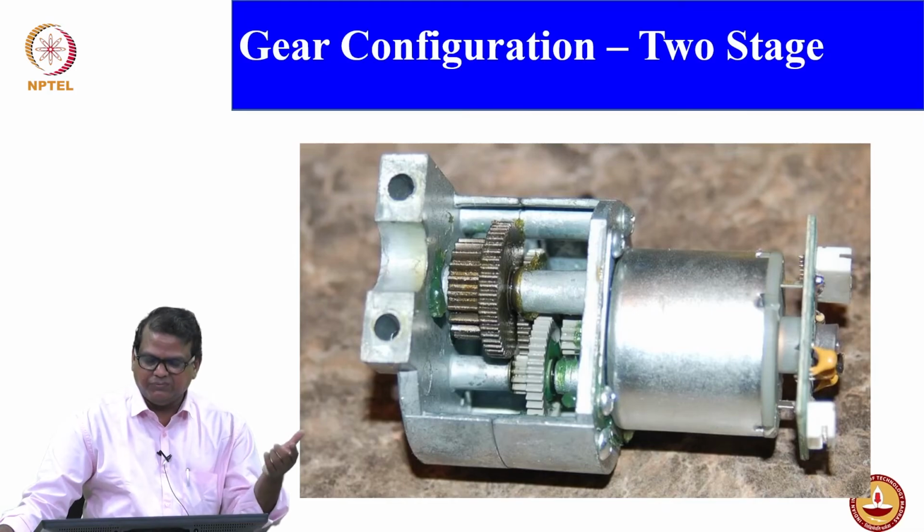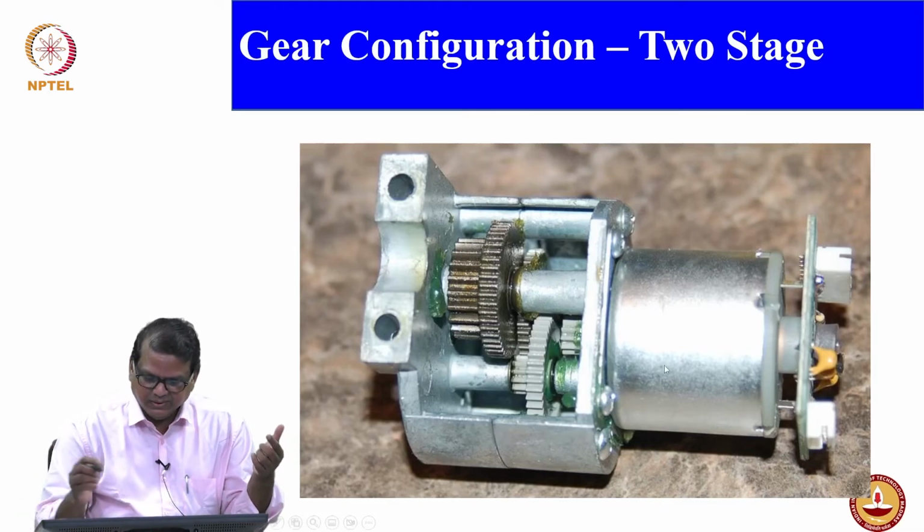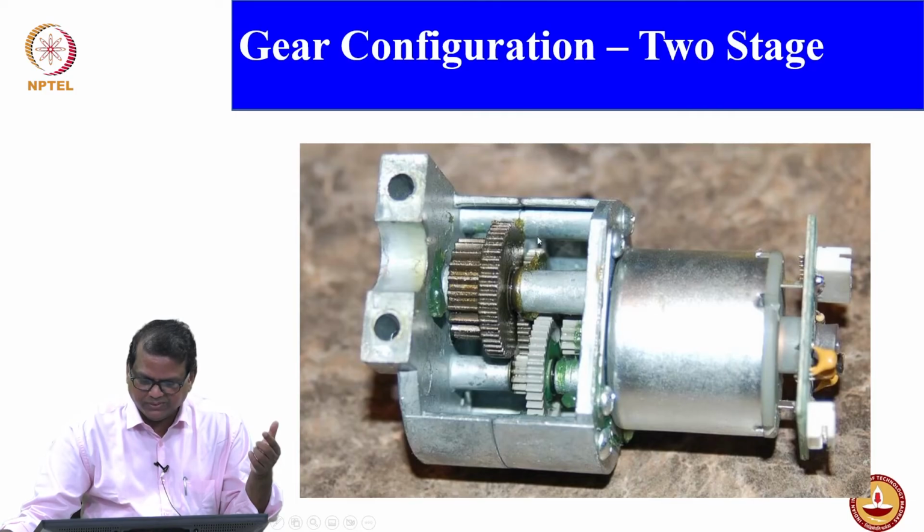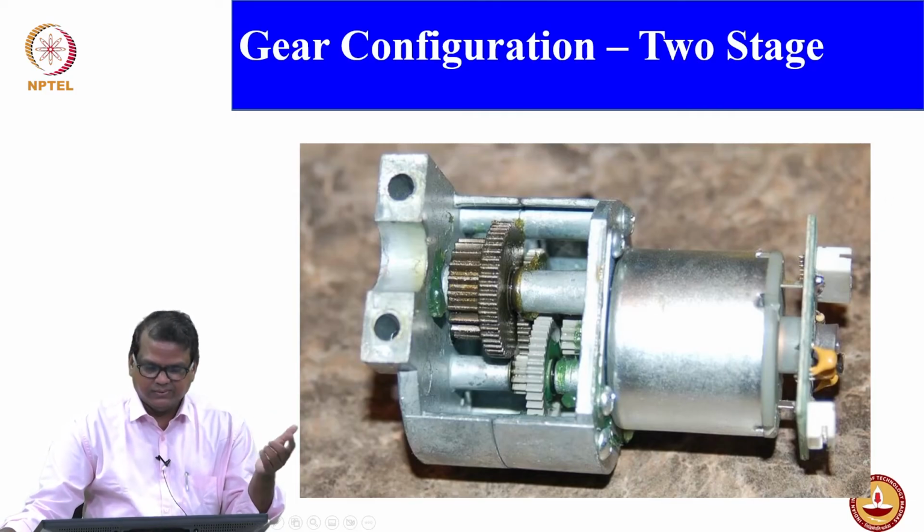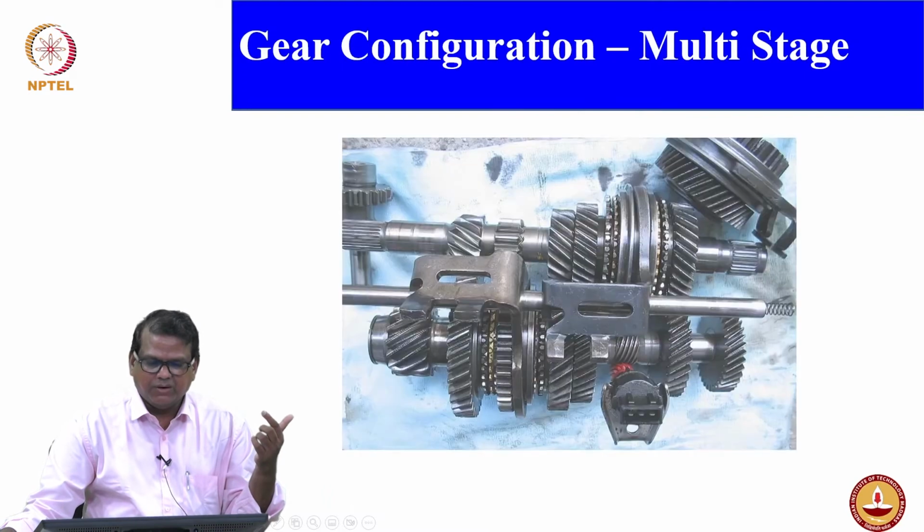So this is the gear configuration, two stage. You can see that we have 4 gears. You can see that, right? This is one. It's missing here. Then again you will have from here to here. This is a 2 stage. This is the configuration. Then you have a multi-stage.